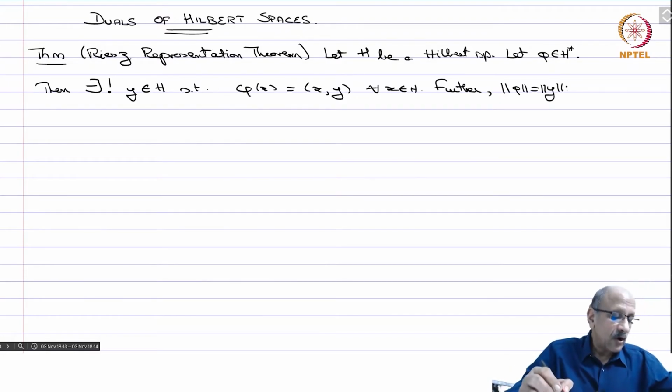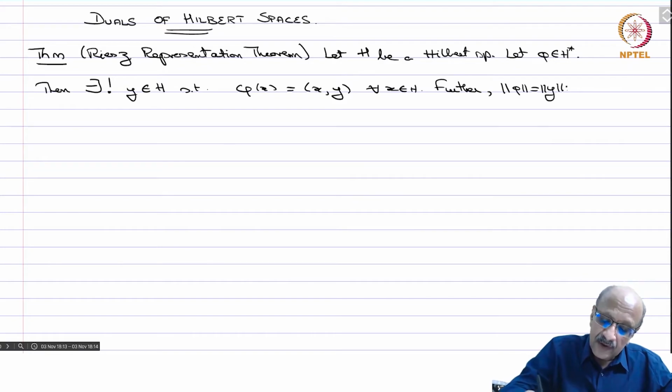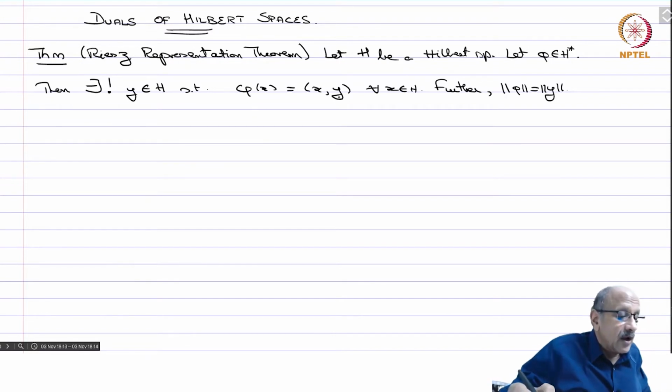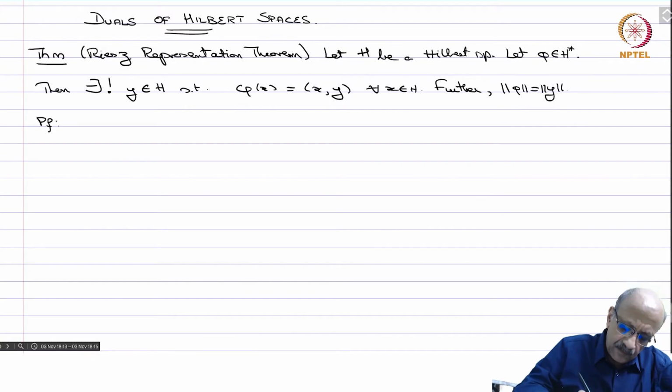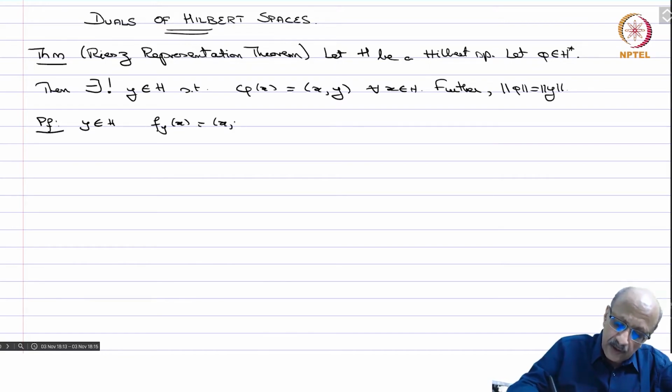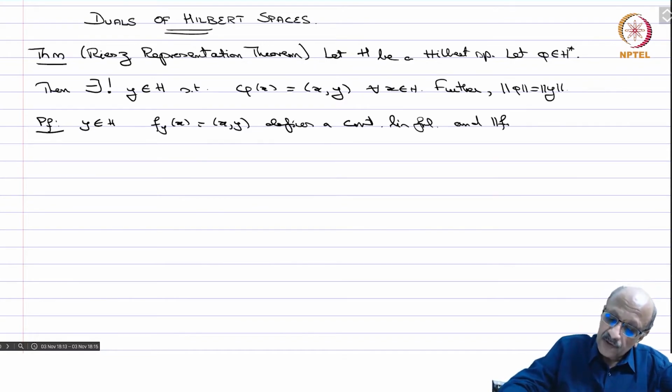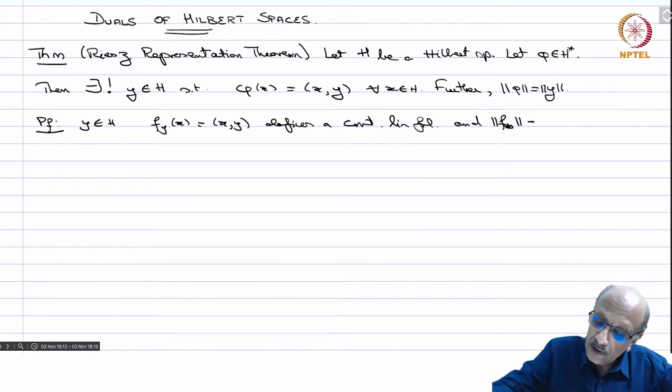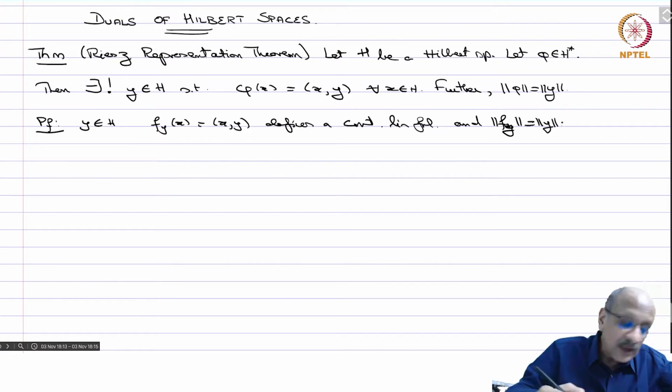Okay, so we already saw that if you have y in H, then f_y given by x comma y, the inner product with y, gives you a linear functional whose norm is equal to the norm of the vector. Now we say that every linear functional occurs in fact in this fashion. So, proof. If y is in H, then f_y(x) equals (x, y) defines a continuous linear functional, and by the Cauchy-Schwarz inequality, norm of f_y equals norm of y. This we have already seen in an example last time. Now we have to show that every functional occurs in this way.